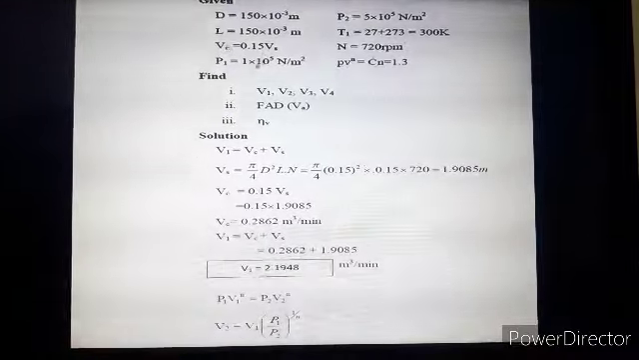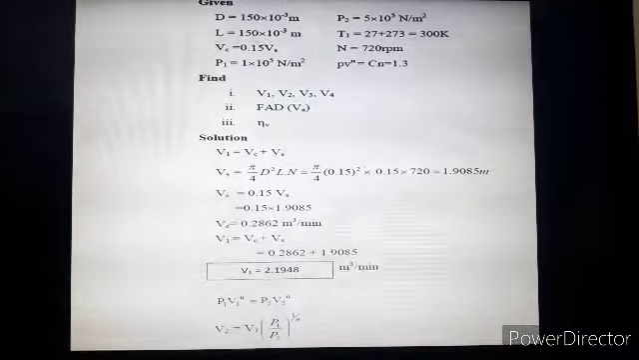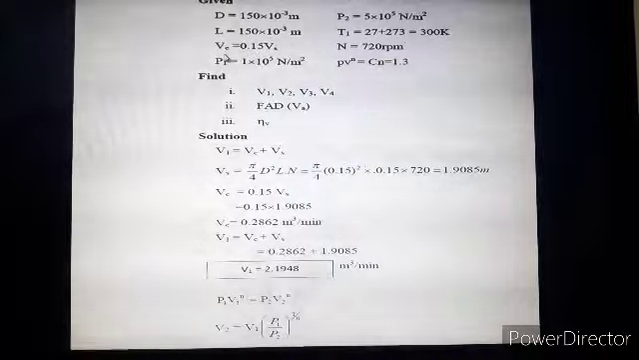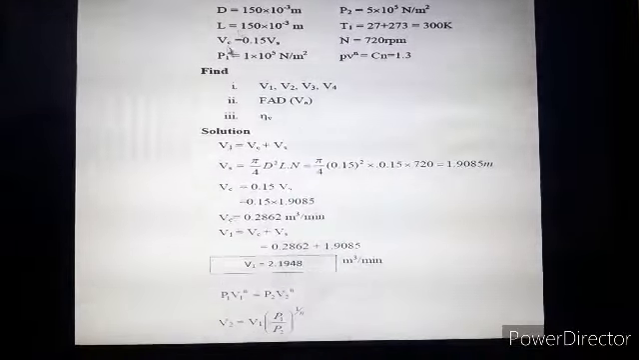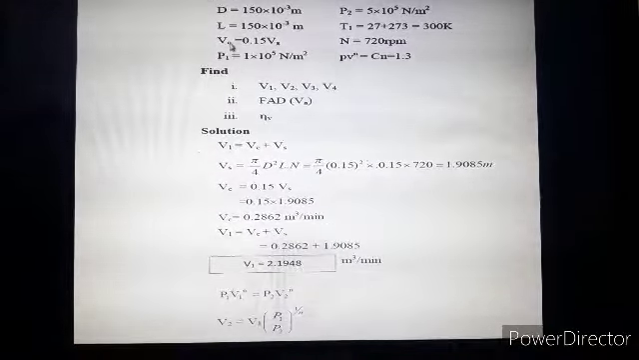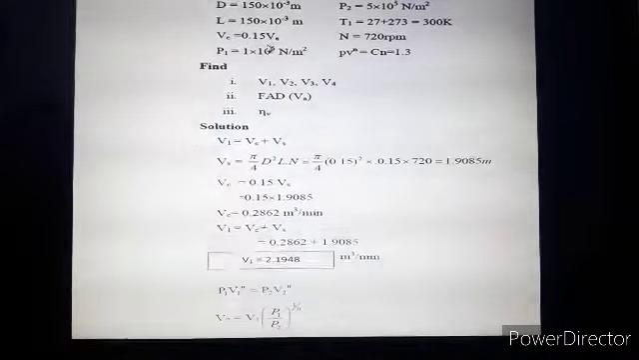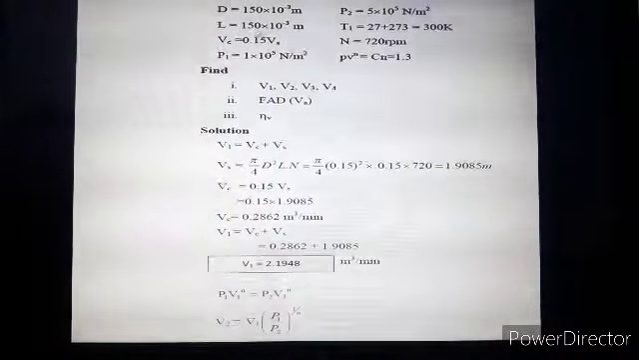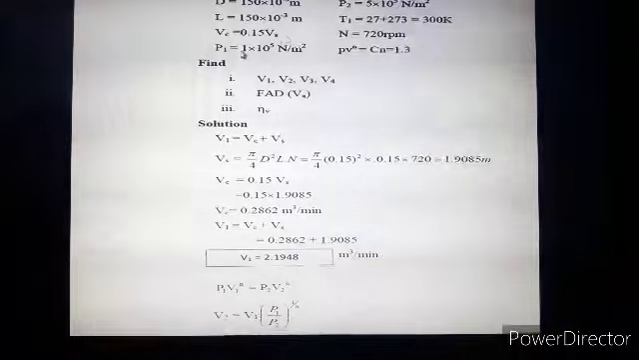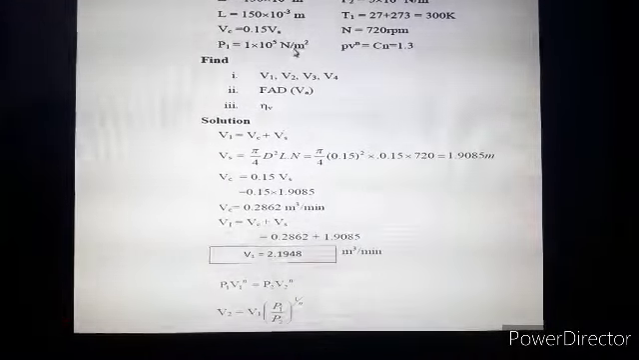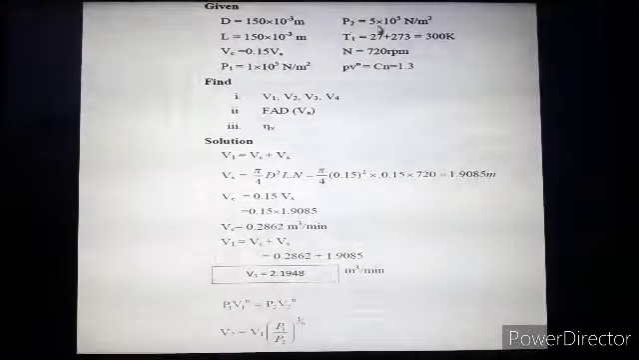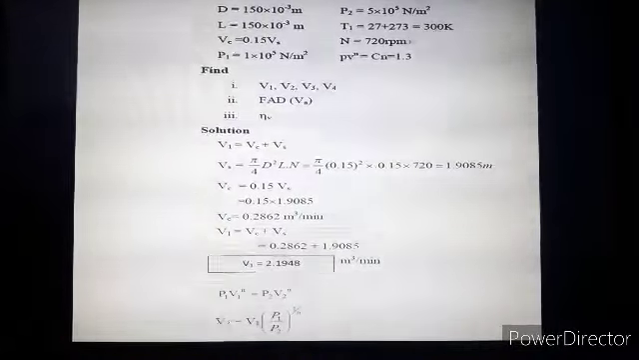Then since clearance factor is given, clearance factor is 15%, which means it is the ratio of clearance volume to the swept volume. So accordingly we can write the clearance volume Vc is equal to 0.15 Vs, since clearance factor is 15%. Then pressure P1 is 1 into 10 raised to 5 Newton per meter square. Then pressure P2 is 5 into 10 raised to 5 Newton per meter square.